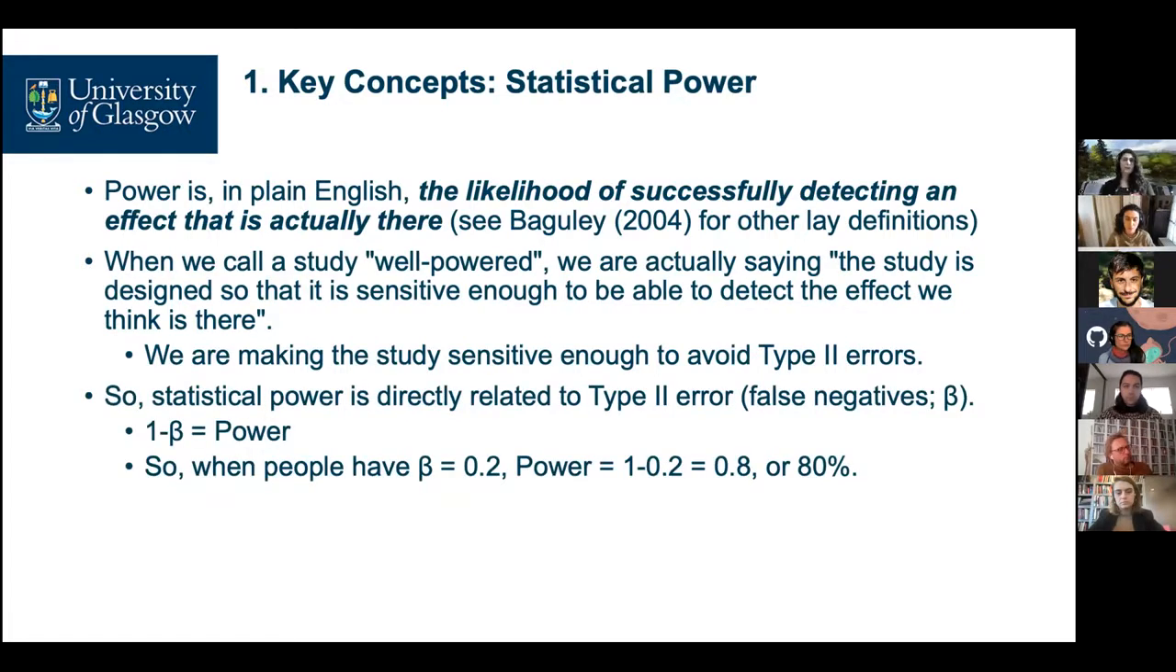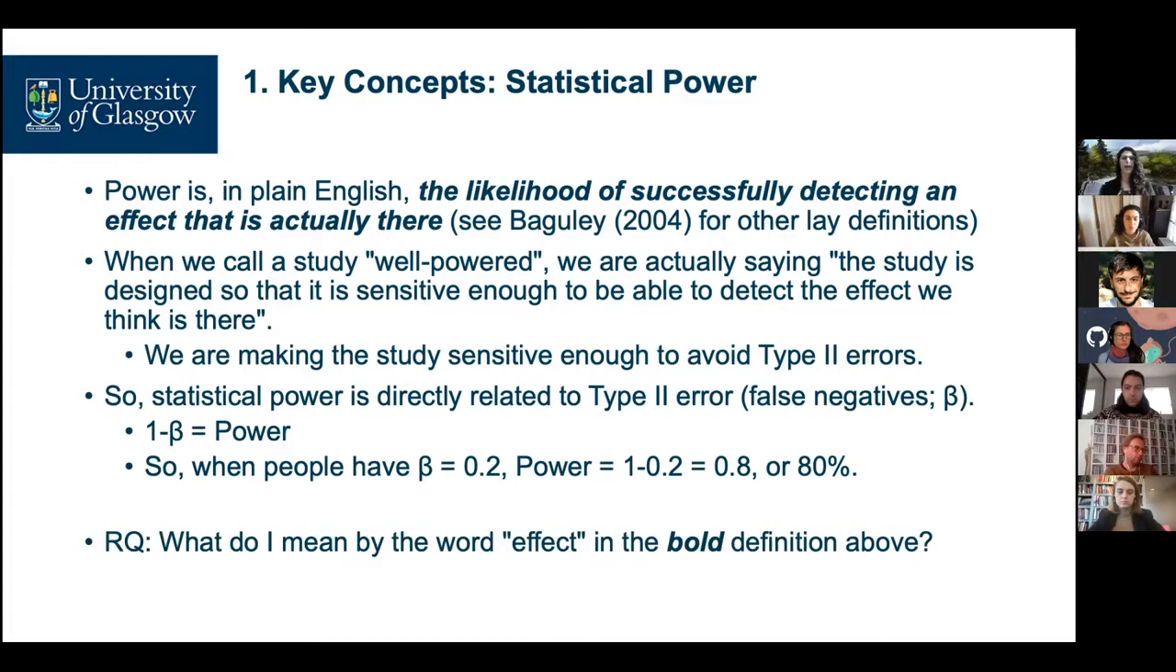Because we're talking about detecting an effect that's actually there, the whole point is that power is just not making a type 2 error. The way we describe power mathematically is 1 minus the percentage chance of having a false negative, so it's 1 minus beta. If you have a beta of 0.2, you get to 80% power. And this is a rhetorical question.